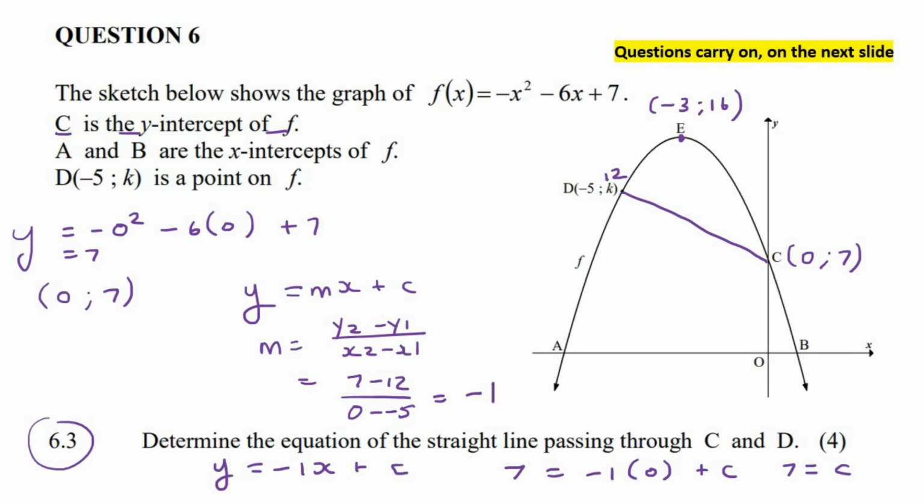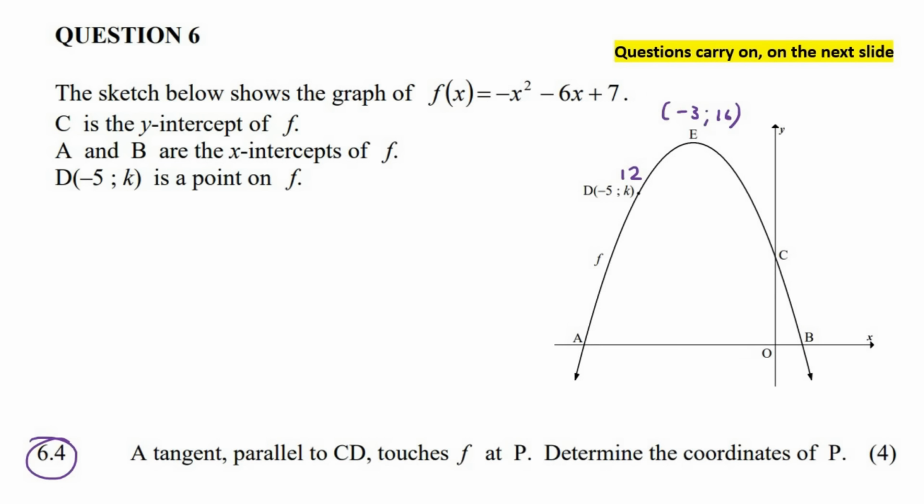And so now your final answer for that equation would be y equals negative 1x plus 7. You could also just say negative x if you wanted to. That's also fine. This question says that we have a tangent which is parallel to CD. So this was CD. Whoops, let's do that again.